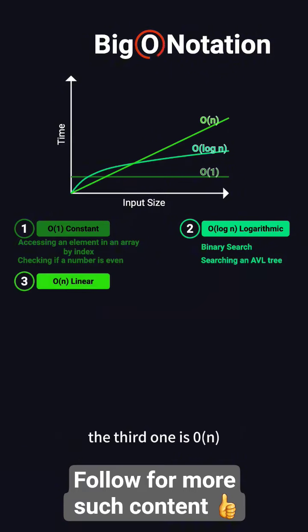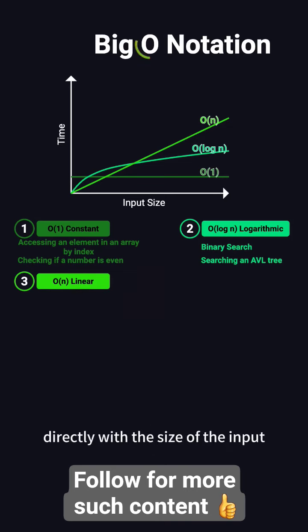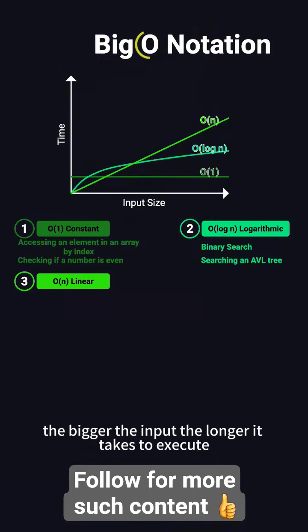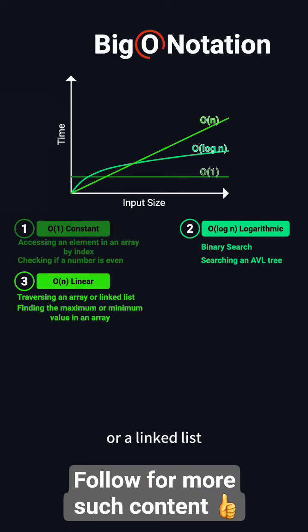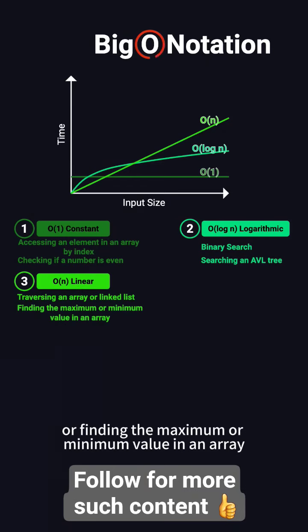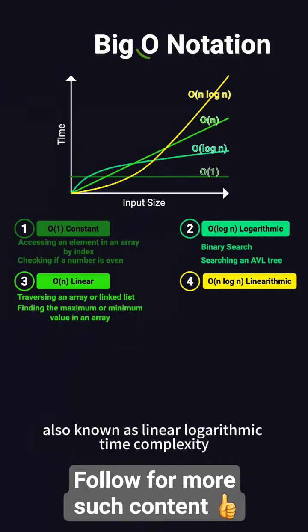The third one is O(n), also known as linear time complexity. This means the algorithm's execution time grows directly with the size of the input. The bigger the input, the longer it takes to execute. Common examples include looping through an array or a linked list, or finding the maximum or minimum value in an array.